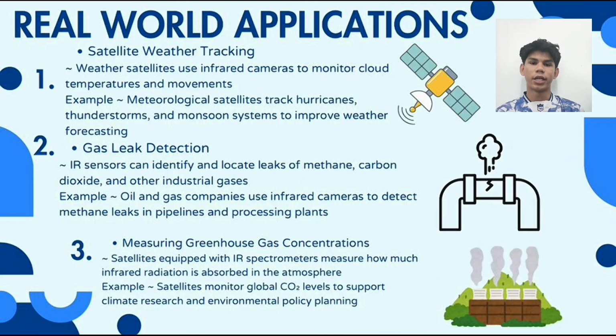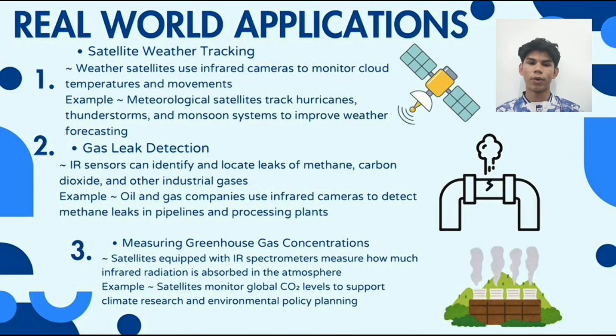Second, gas leak detection. Infrared sensors can detect and locate leaks of methane, carbon dioxide, and other industrial gases. Oil and gas companies use infrared cameras to identify gas leaks in pipelines and processing plants, helping to improve safety and reduce environmental damage. Third, measuring greenhouse gas concentrations.